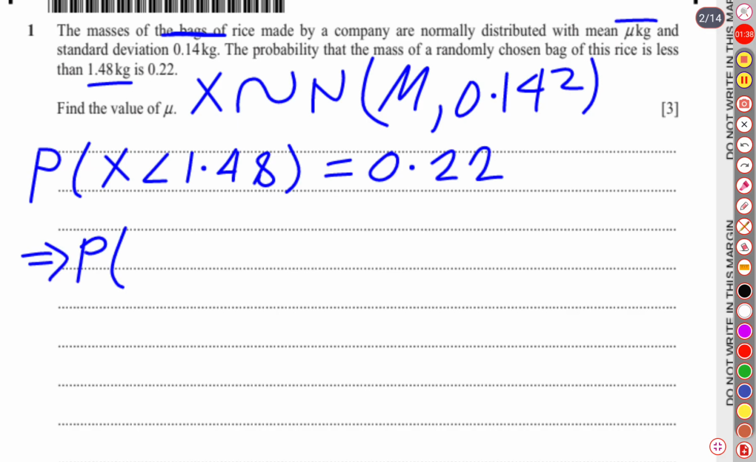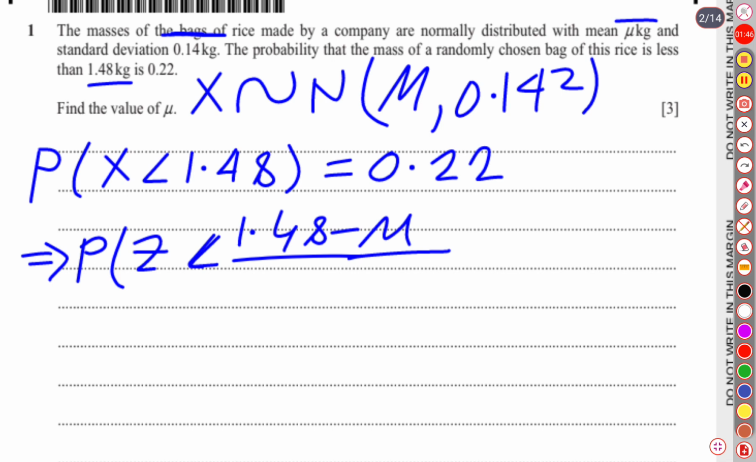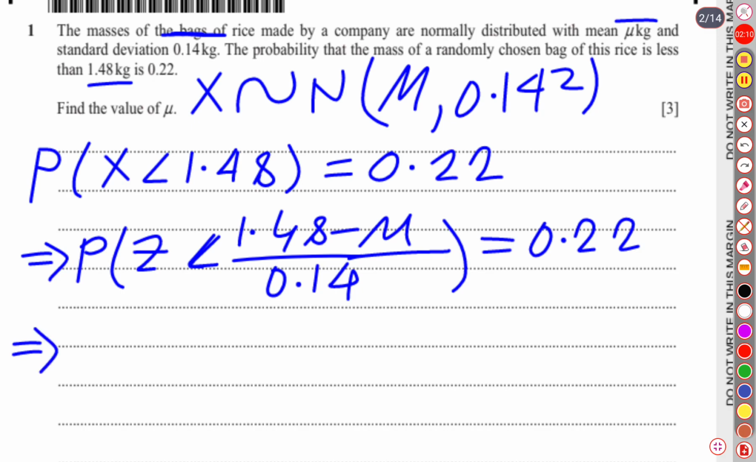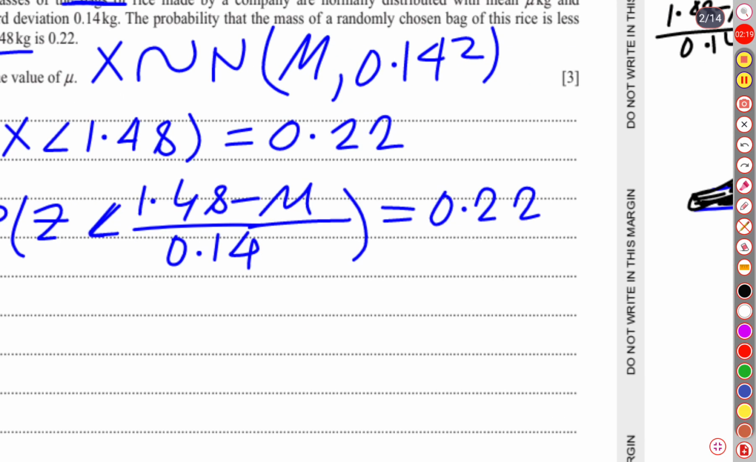If we standardize the score, Z is less than (1.48 minus mu) over standard deviation, and the standard deviation is 0.14, and our probability is 0.22. Well, now from this step I am going to show you the graph. So let me show you the graph.